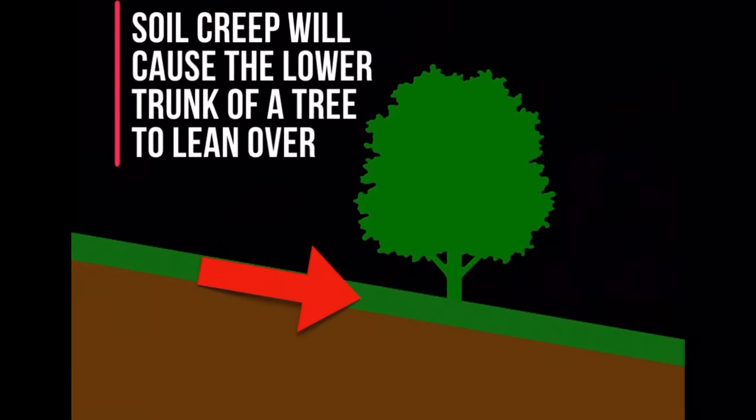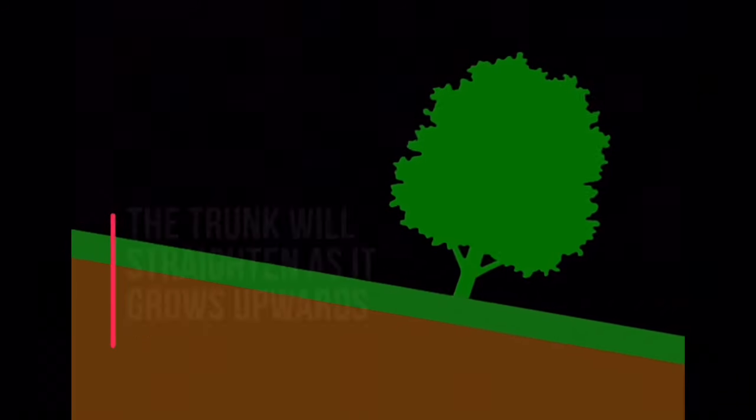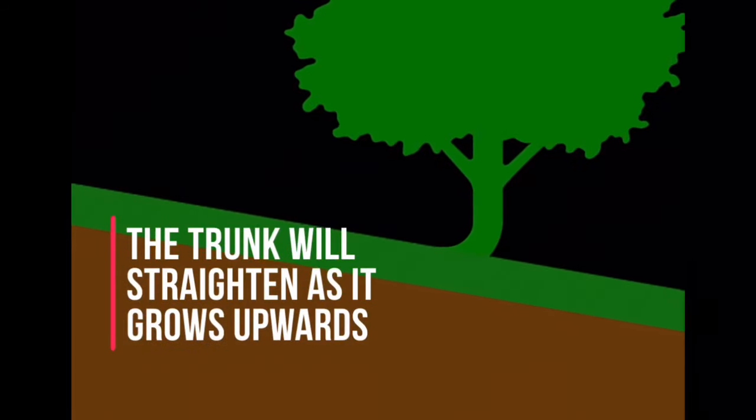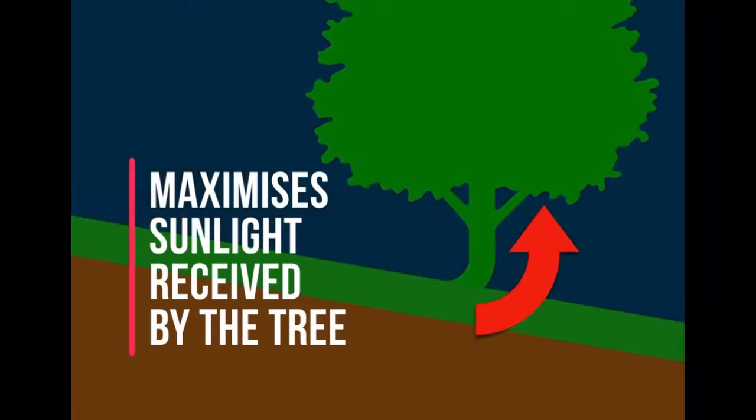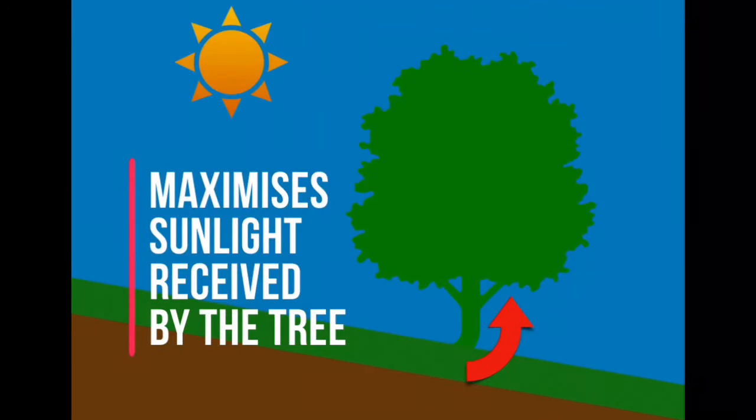As soil creep bends the lower trunk of a tree, it will begin to lean over. However, the trunk will then straighten as it continues to grow upwards. This is to maximize the amount of sunlight that the tree receives.